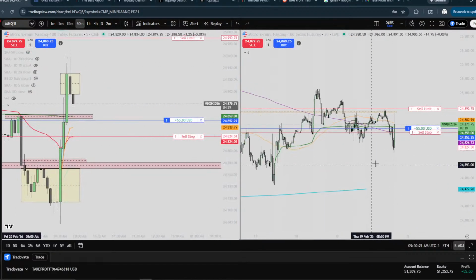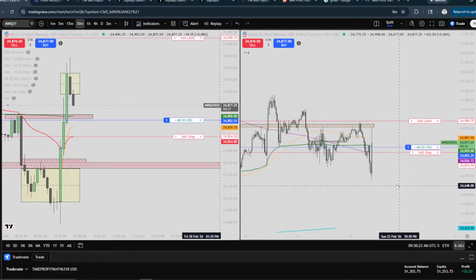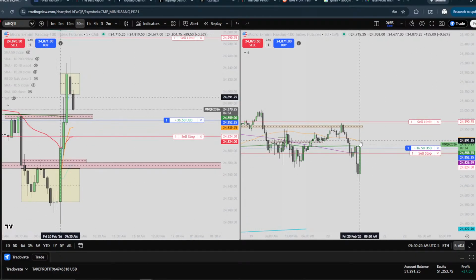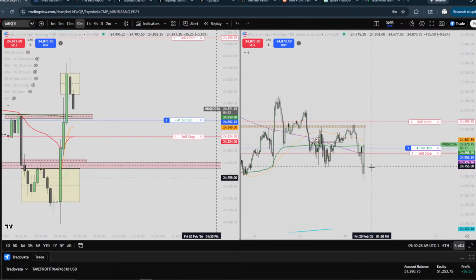Where are we? We are at the 5-day moving average.